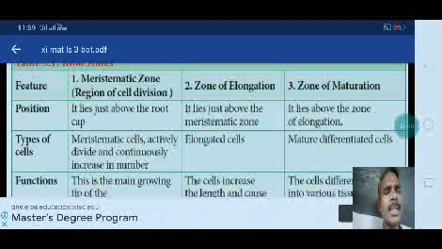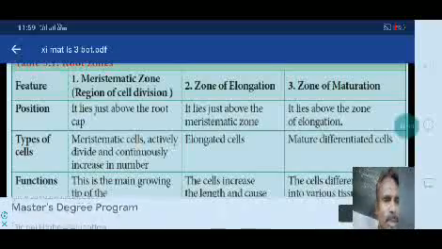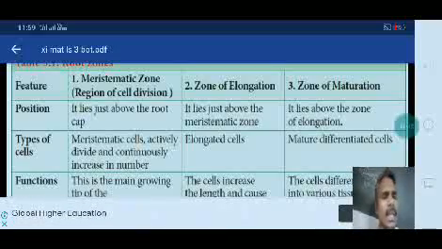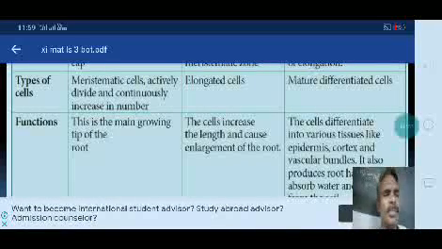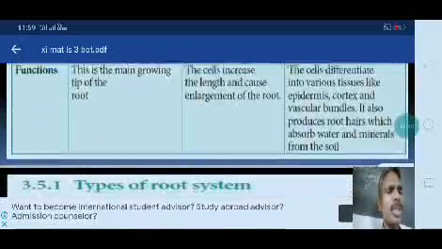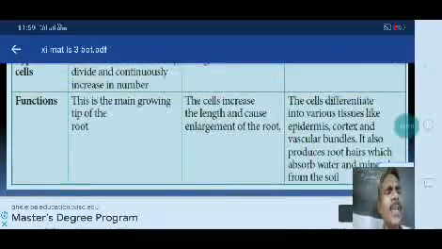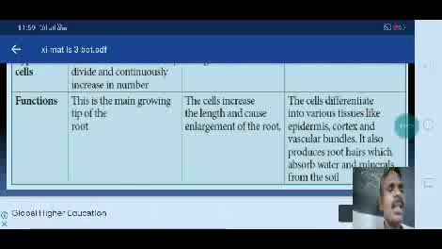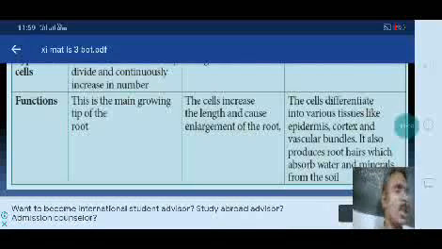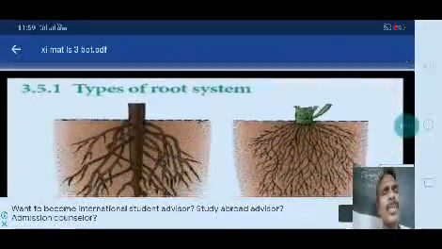Types of cells: meristematic cells actively divide and continuously increase in number; elongated cells; mature differentiated cells. Function: this is the main growing tip of the root system. The cells increase in length and cause enlargement of the root. The cells differentiate into various tissues like epidermis, cortex and vascular bundle. It also produces root hairs which absorb water and minerals from the soil. That is the function.